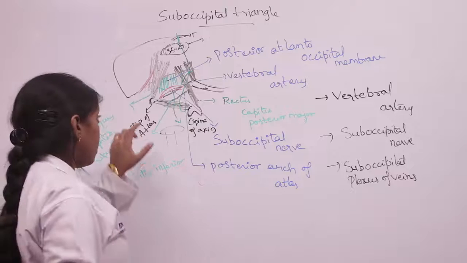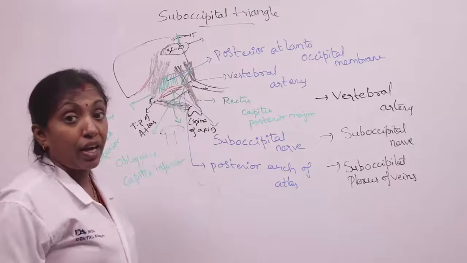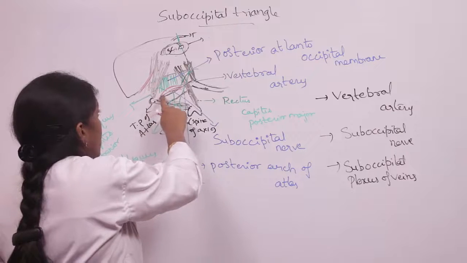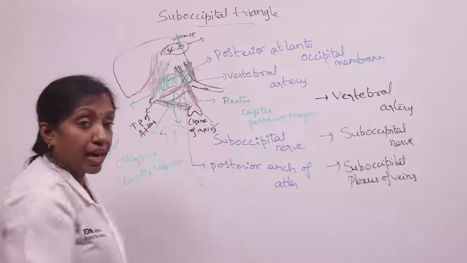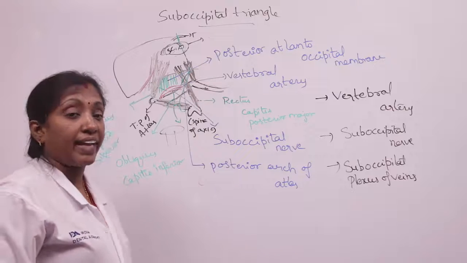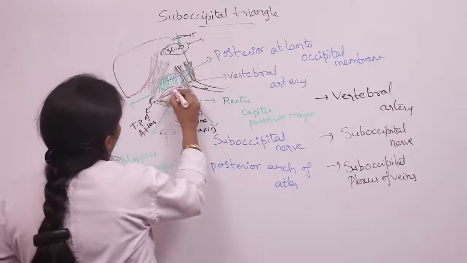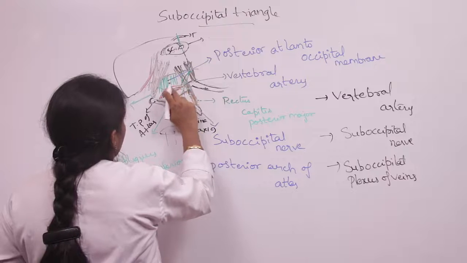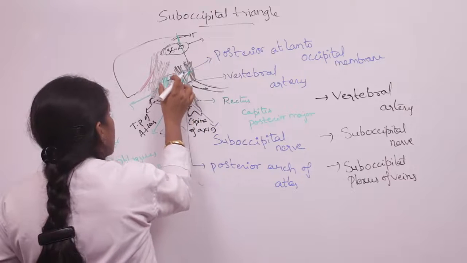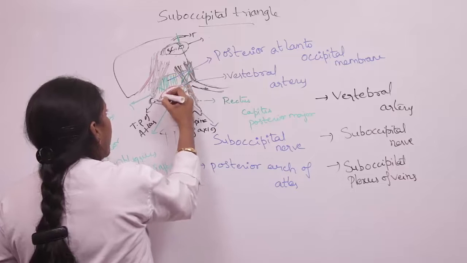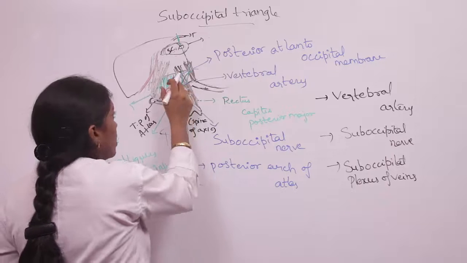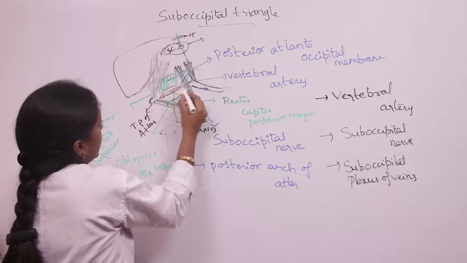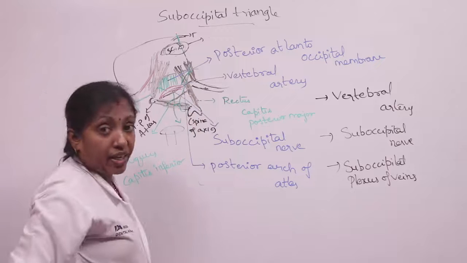joints. And the third part of the vertebral artery, after emerging from the foramen transversarium of the atlas, is seen in the suboccipital triangle, where it makes an arch below the posterior margin of the posterior atlanto-occipital membrane. We can see the arch of the vertebral artery here, below the posterior atlanto-occipital membrane.